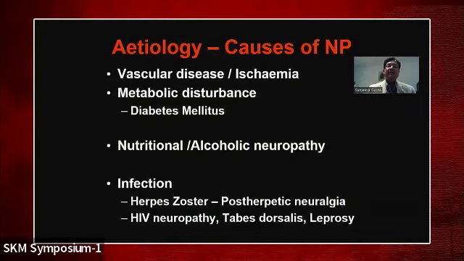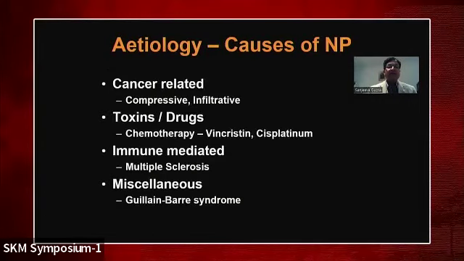Vascular disease or ischemia can cause neuropathic pain. Metabolic conditions like diabetic neuropathy is very well known. Nutritional, alcoholic neuropathy is very well known. Infection can cause neuropathic pain. Cancer, because of infiltration and inflammation of the nerves, can cause neuropathic pain. Chemotherapeutic medications can cause neuropathic pain. Immune mediated like multiple sclerosis, and miscellaneous like Guillain-Barré syndrome. So these are some of the causes of neuropathic pain.